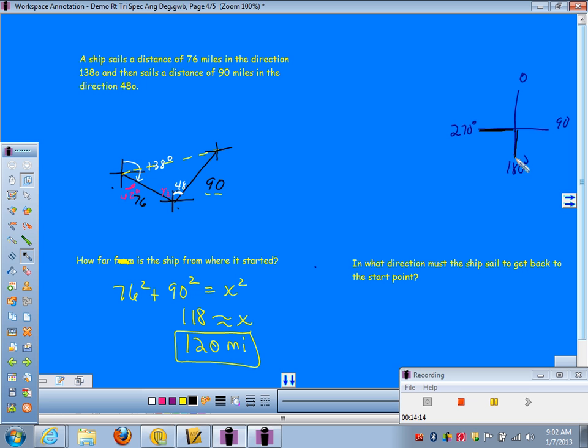To know what angle I need to come back here at, I'm going to have to find this angle in the problem. So I need to actually find this angle in the triangle so I can figure that out. And I'm going to run out of time, so we're going to stop this a second.